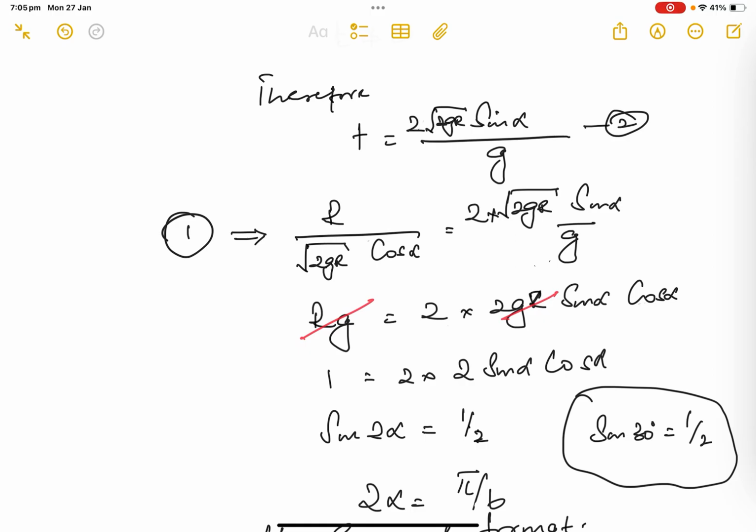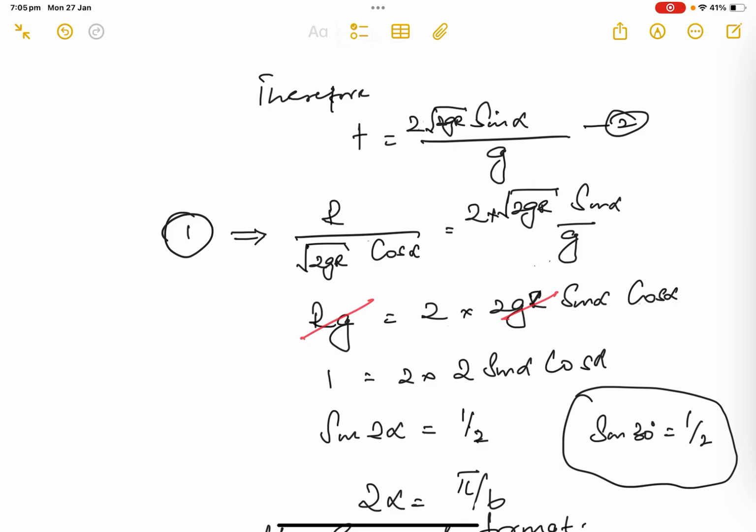If we could substitute that for T, so R over square root of 2gr cos alpha equals, and from the second equation, that is T again, 2 times 2gr sine alpha over G. So you do a bit of calculation. If you cross multiply, left hand side, R times G is RG.